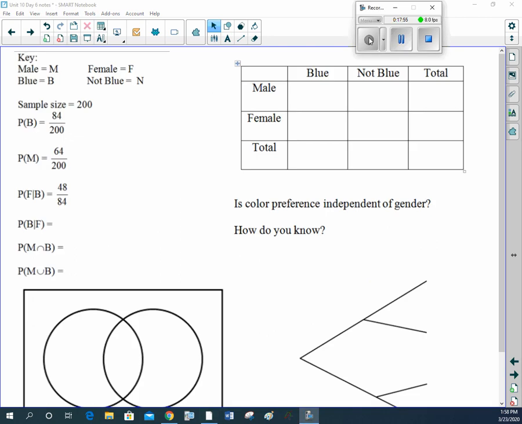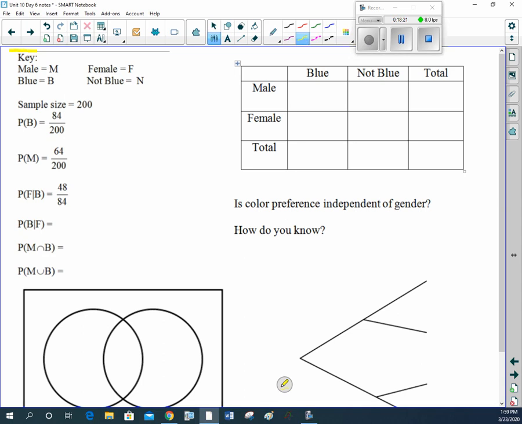Okay, this slide has got everything that we've learned in the chapter. It's got the Venn diagram, the tree diagram, a two-way table, and the conditional probabilities, just given in fraction form. So we're going to take a scenario and build all of these different ways to represent this scenario. To begin with, over here in the top left-hand corner is the key, and this is kind of what they're giving you.